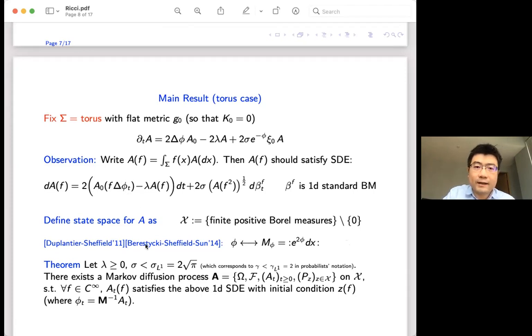To answer the question about the phi, now we need to use these two results, which say essentially there is a measurable bijection between the Gaussian free field and the Gaussian multiplicative chaos. So there is a map, the GMC map, which gives you this GMC. They prove that you can also invert this map, and the inversion is also measurable. This allows us to go back and forth between the Gaussian free field and the GMC, in other words, the conformal factor and the area form.